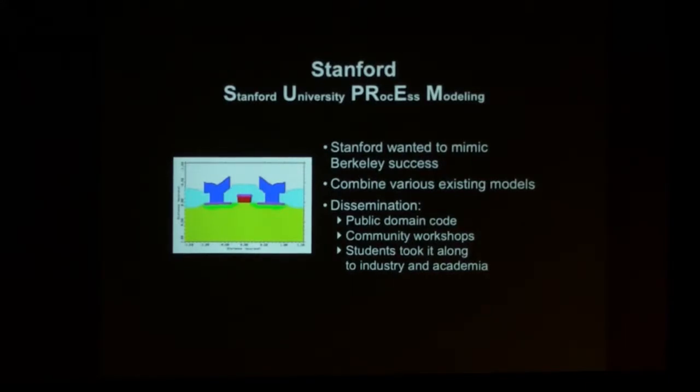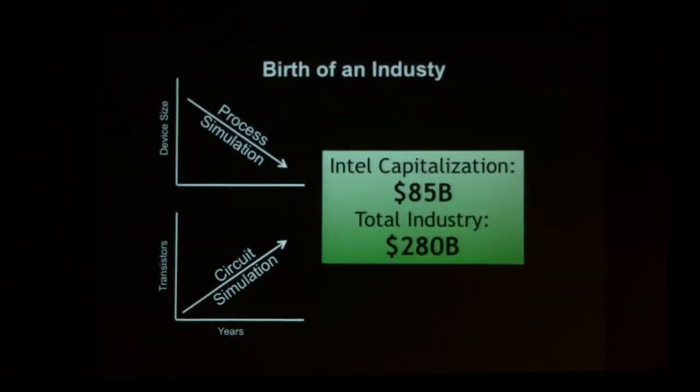Stanford got wind of the Berkeley success and said we have to kind of do the same, but they did it now for process modeling in the same form. And also there, students that would graduate take it along to industry, or they would take it along to academia, and it would propagate through there into a variety of things. That's a point I will try to highlight again at the end of my presentation. So really, from process simulation and circuit simulation, we have a birth of a whole new industry that is today at about $300 billion. This is the largest US export industry. You may not be aware of it, but semiconductor chips are the largest US exports.